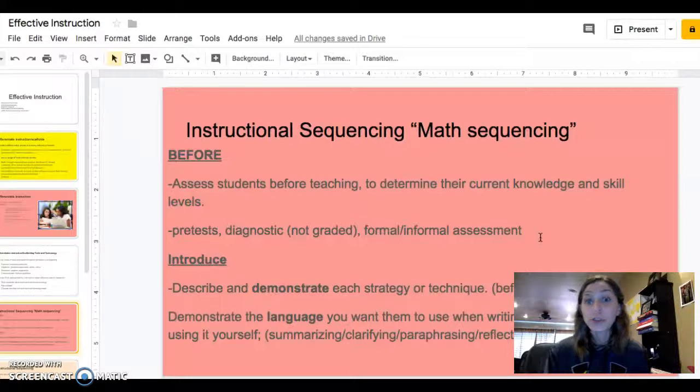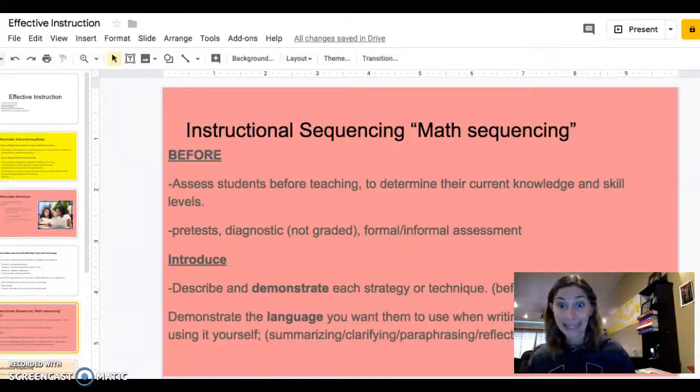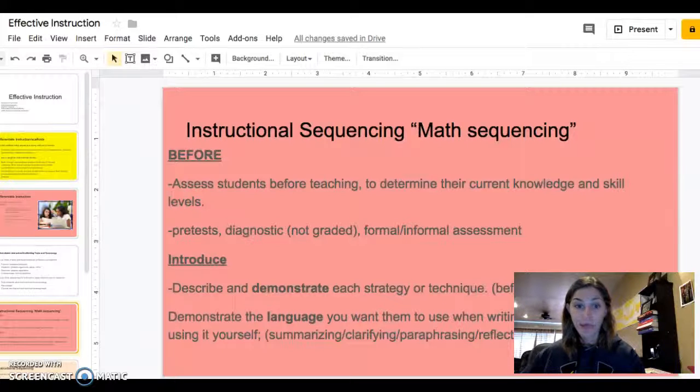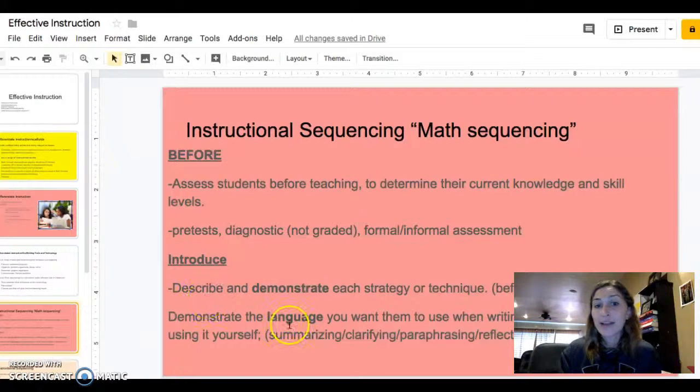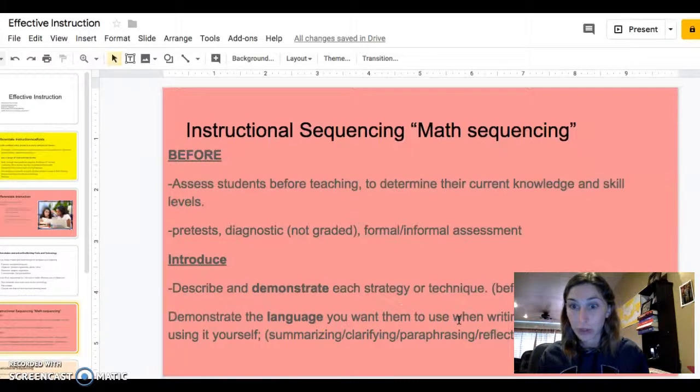So when you introduce a new lesson, you may want to describe or demonstrate each strategy or technique at the beginning, during, or after. So if I'm introducing a new lesson, a math lesson, I may want to show easier examples at the beginning and then build up to a more advanced example. And also demonstrating the language you want to use when writing or speaking. So introducing new vocabulary words or clarifying or summarizing vocabulary words is really important at the beginning of the lesson.